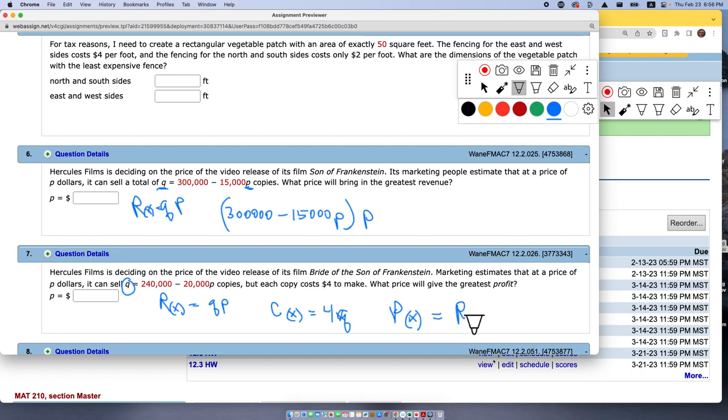You take your revenue function and minus the cost function. Now this is going to get messy because 4 times Q is going to have 2 terms, right? Because our Q is actually a function here. We're going to have 4 times this, that's going to be your cost. You're going to have P times that, that's going to be your revenue. We're going to subtract the 2.